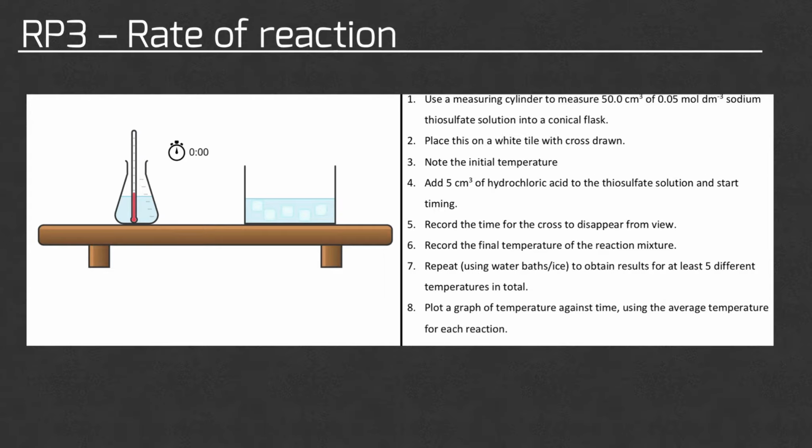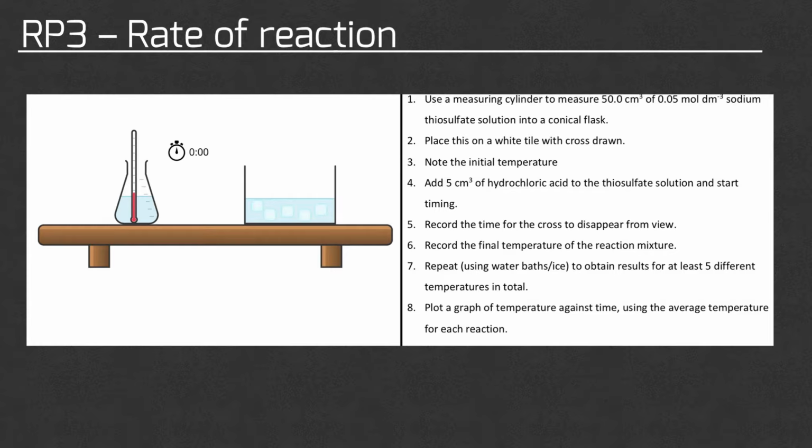Required Practical 3 measures the rate of a chemical reaction. You'd use a measuring cylinder to measure out about 50 centimetres cubed of sodium thiosulfate solution and put it into a conical flask. That would go on top of a white tile with a cross drawn underneath it, and you would note the initial temperature of the solution. You'd then add 5 centimetres cubed of hydrochloric acid to the sodium thiosulfate and start timing. You'd record the time it takes for the cross to disappear from view, and then record the final temperature of the reaction mixture.